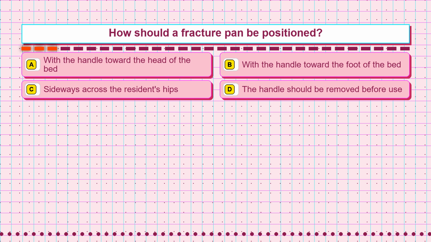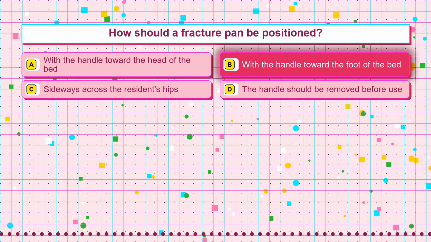How should a fracture pan be positioned? Option A. With the handle toward the head of the bed. Option B. With the handle toward the foot of the bed. Option C. Sideways across the resident's hips. Option D. The handle should be removed before use.